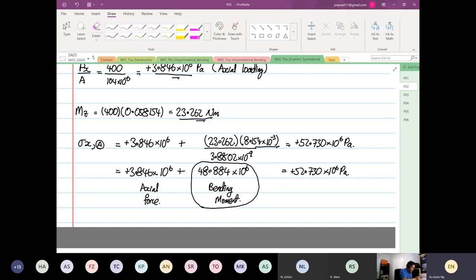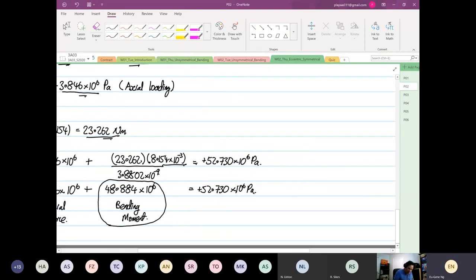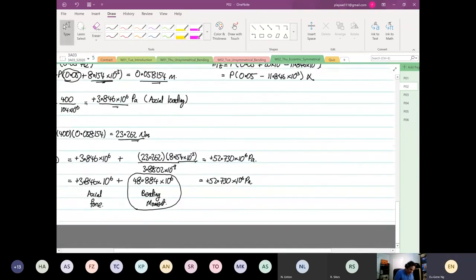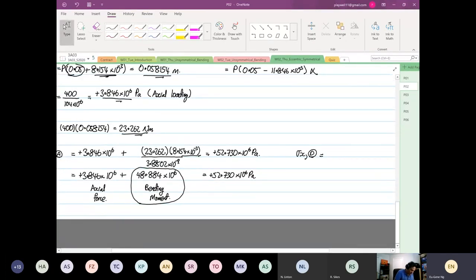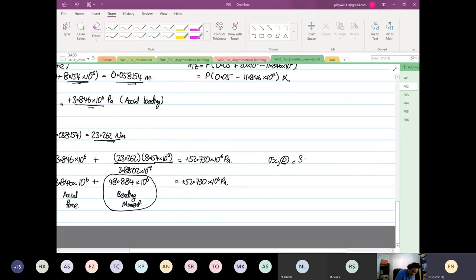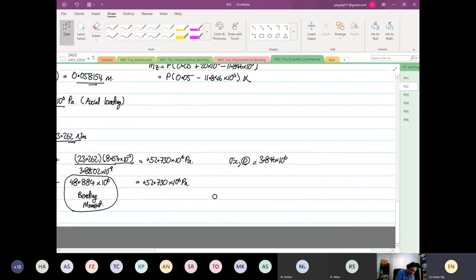Okay, it's logical, right? So the next one we're going to do is find the stress X at point D. We know that the first term, the axial stress, is going to be the same, so it's going to be 3.846 times 10 to the power 6. Now, the moment, so let's look at the moment. The moment is equal to 23.262 divided by the second moment of area, 3.8802 times 10 to the power minus 9.